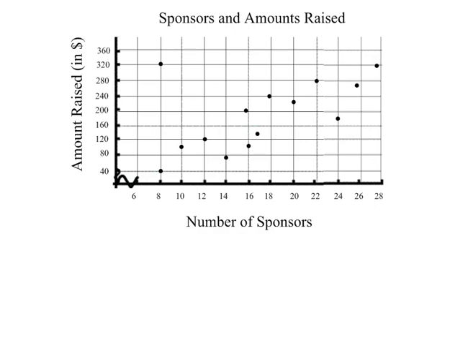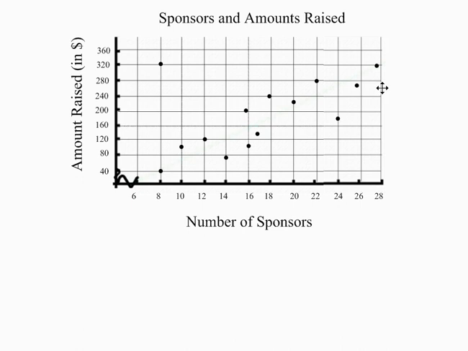Now we're going to take a look at this graph, and this graph talks about sponsors and amount raised. If we analyze the graph just by looking at it, we see that on the y-axis is the amount raised in dollars, and it's jumping by 40 each time. And on the x-axis is the number of sponsors, and here it's jumping by 2. We notice that as the number of sponsors goes up, the amount raised in dollars is rising as well. So we know that this is a positive association.